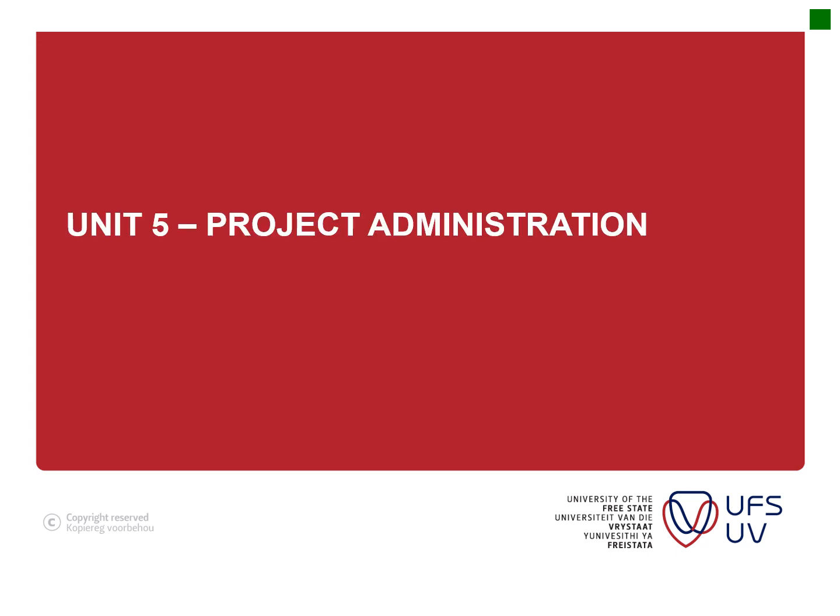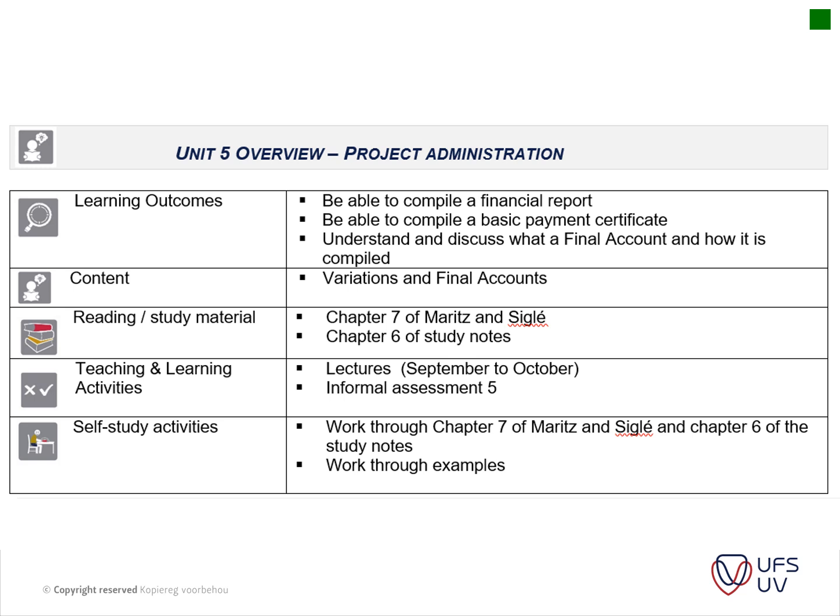And it basically comprises project administration. So it is on chapter 7 of the Green Book and chapter 6 of the study notes. The study notes is a very short 2-pager, which is basically just a basic outline of cost reporting and cover letters, etc. So the main thing that we're going to focus on in this last section is project administration.